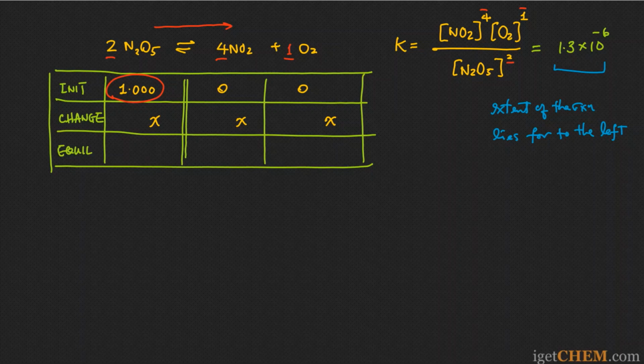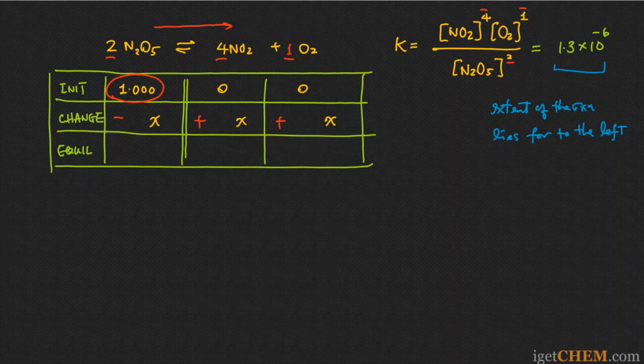So based on that, we know that the sign for the change in the second line would have to be negative for the reactant, but positive for both of the products. Because the product concentration goes up, the change must be positive.